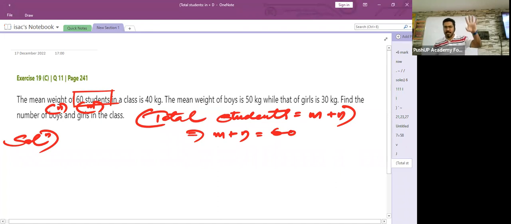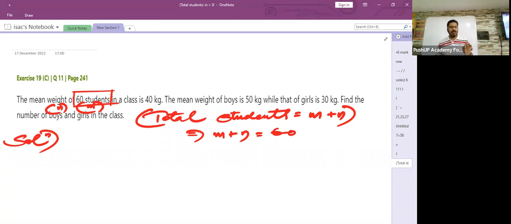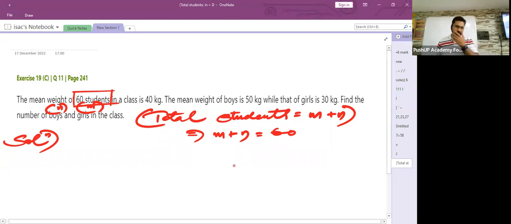So can't I frame an equation here? M plus N is equal to 60. I can very easily frame an equation here. And that is M plus N is equal to 60. Okay. Now, the mean weight of 60 students in a class is 40 kg.